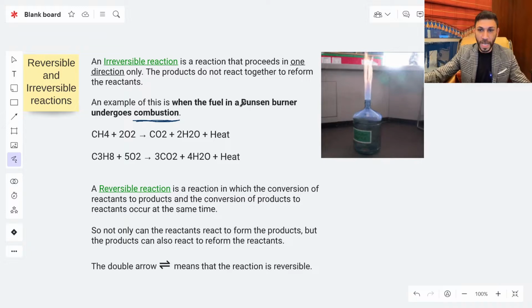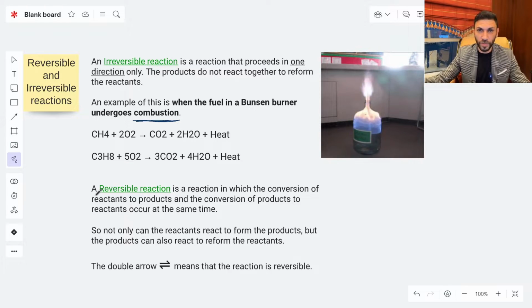energy. As you can see here, after the reaction occurs, the products CO2 and H2O will never react together to give you the CH4 and O2. That's why we call it irreversible reaction, meaning the products will not react together to reform the reactants.